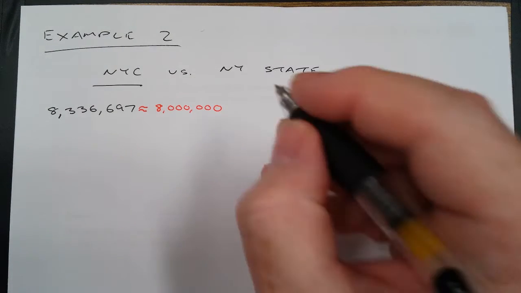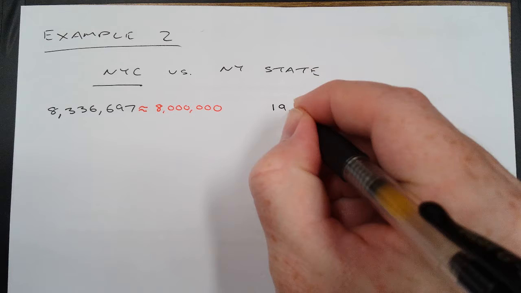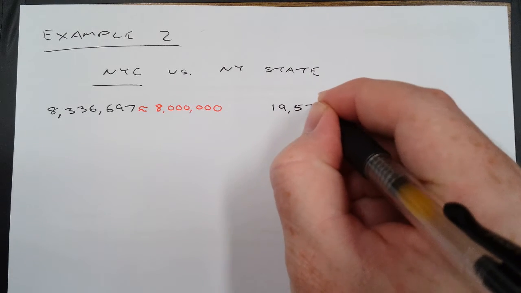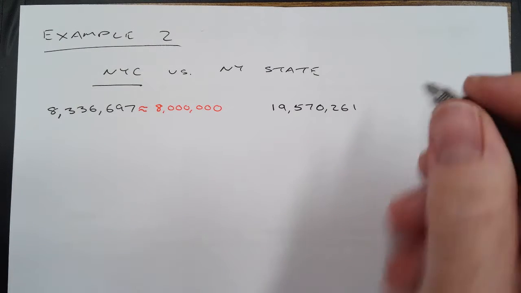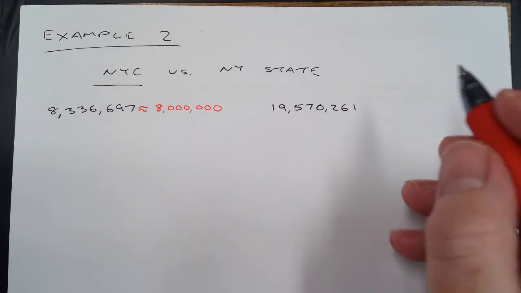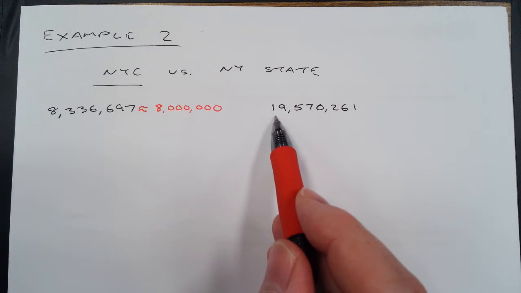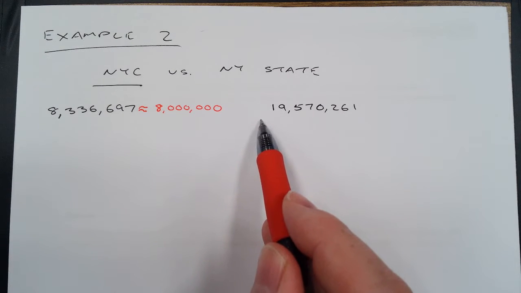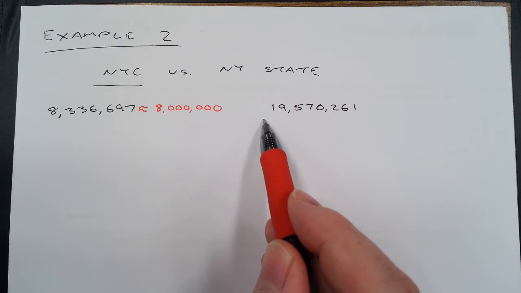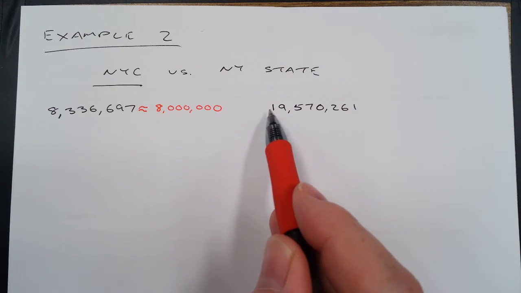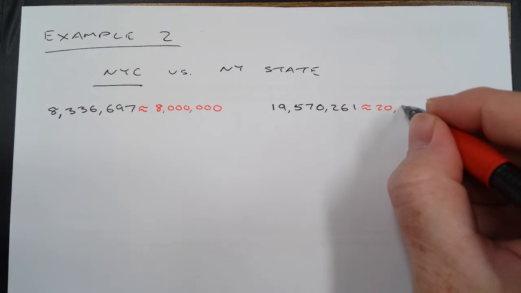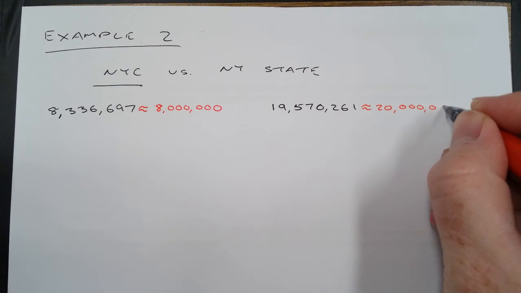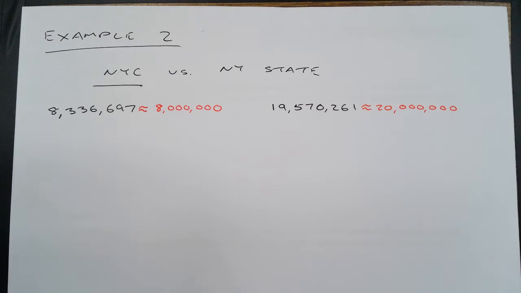And New York State's population when they made this was 19,570,261. Now if I use lesson 7's rules, 10 million doesn't work, so I have to go up to 100 million. But that's a huge jump. Adding 80 million is ridiculous. So instead of going up to 100 million, I'm going to make a better approximation and just jump up to 20 million.